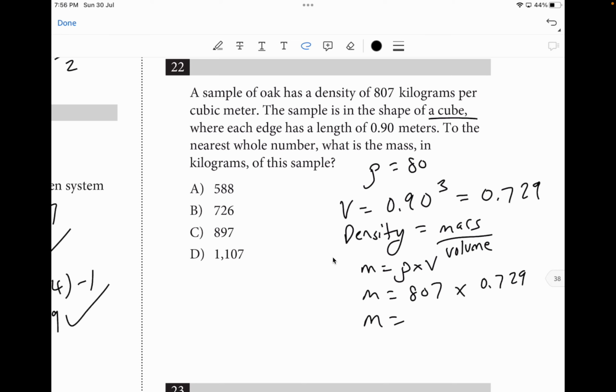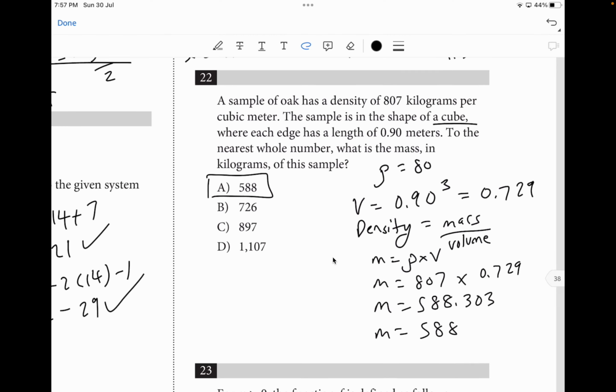Do remember the formulas here. 807 times 0.729 is going to give you 588.303. Now, since we have to know the mass, we're going to round this mass to the nearest whole number. This gives us 588 kilograms. So to the nearest whole number, the mass in kilograms of this sample is 588. So your answer is option A. Option choice A is the correct answer for question number 22.